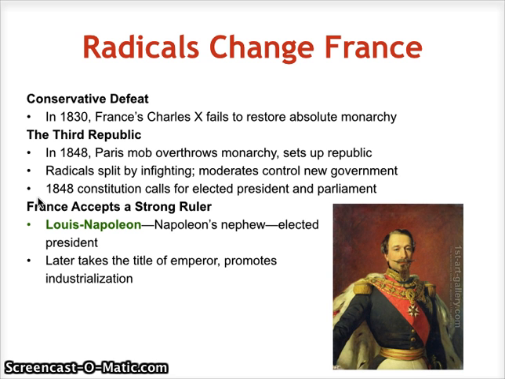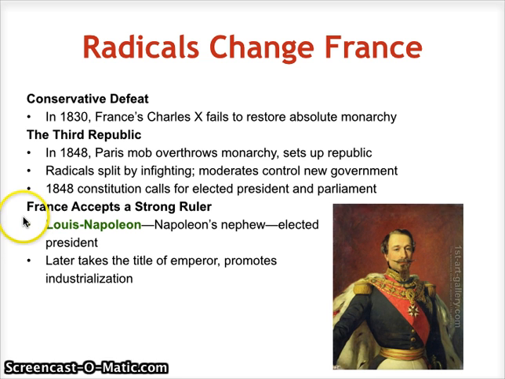And this constitution calls for an elected president and a parliament. What this means is now the leader of France is going to be elected. It is not going to be a monarchy at all. As well, we're going to have a parliament, which means we will have elected representatives from the people who will represent them in the government.